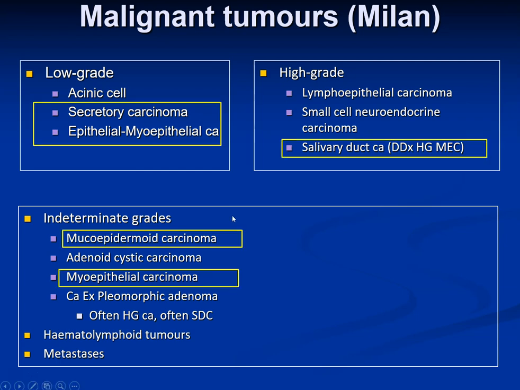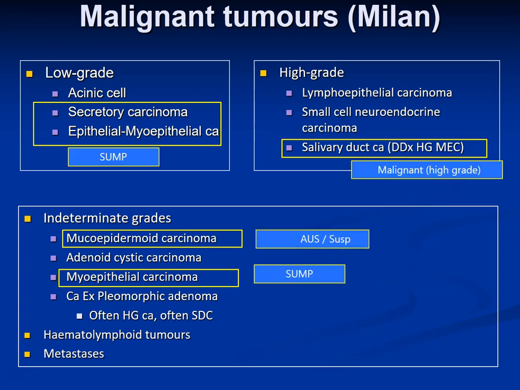So I want to highlight some of these entities here. These entities that I have highlighted are the ones that generally are a little bit more challenging to give a definitive diagnosis on cytology. And you can see here that they tend to end up perhaps in the SUMP category. These tend to be more low grade, or perhaps even in the AUS category.